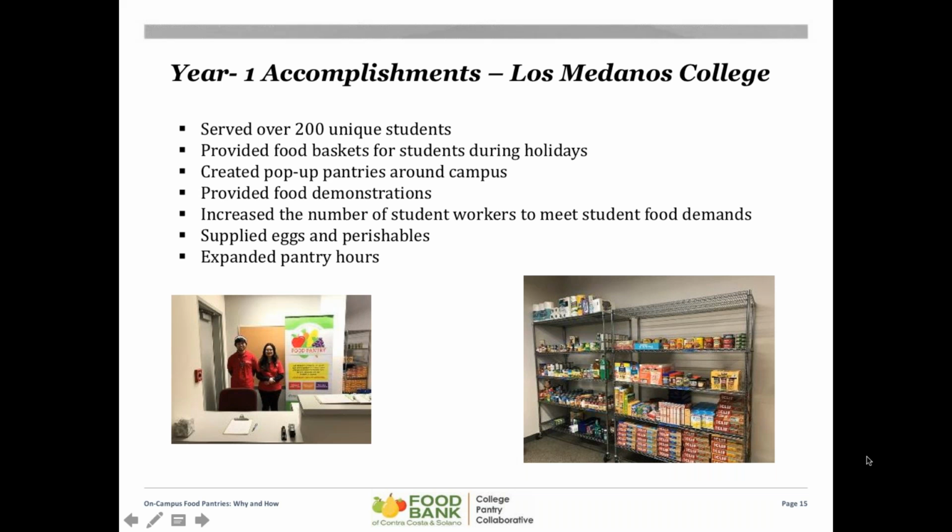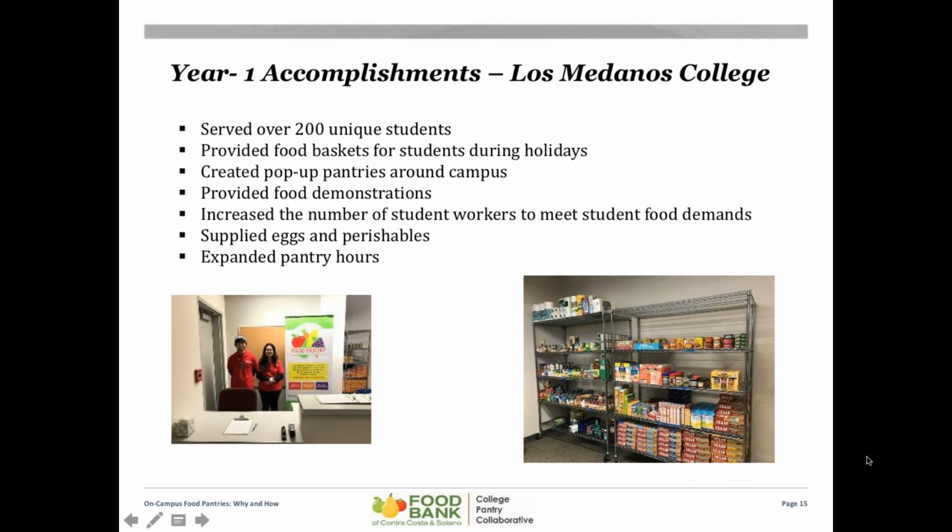In the middle of year one, we realized that a lot of people were coming to our food pantry. So now, with the grant that we received, we were able to increase the number of student workers to meet the student food demands. Additionally, we realized that students just didn't want canned foods, so we started to supply eggs and perishables for students to take home with them to feed their families.